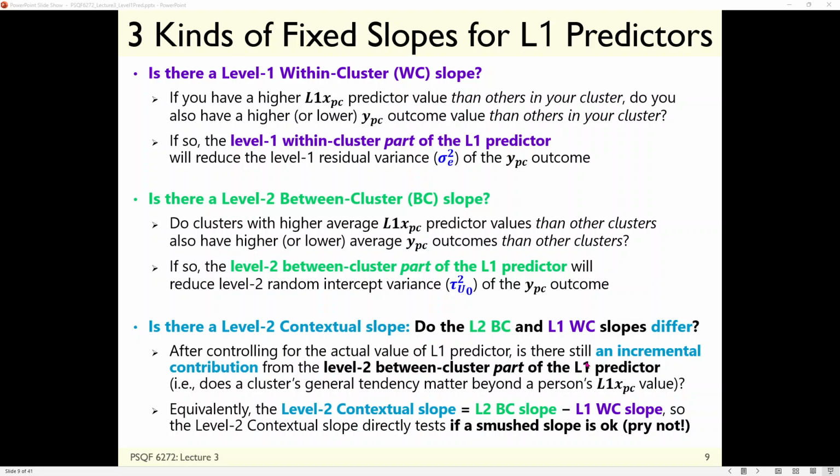Within plus contextual equals between. Between minus within equals contextual. That means I only need to know 2 out of the 3 to get the third.